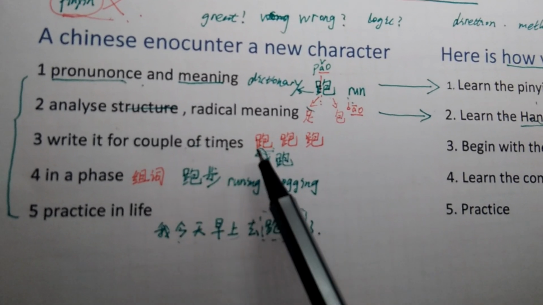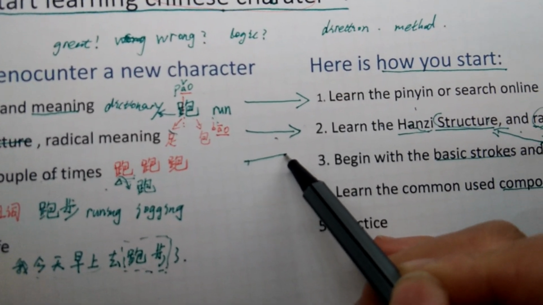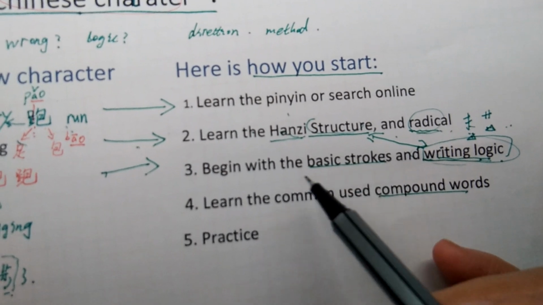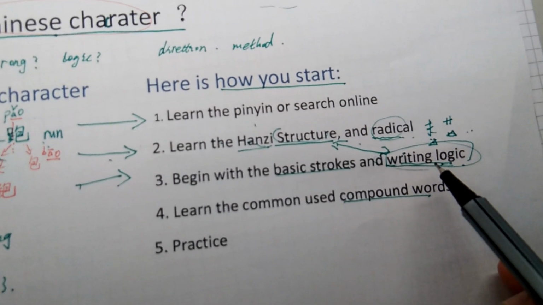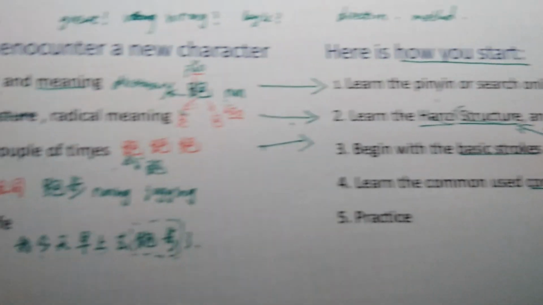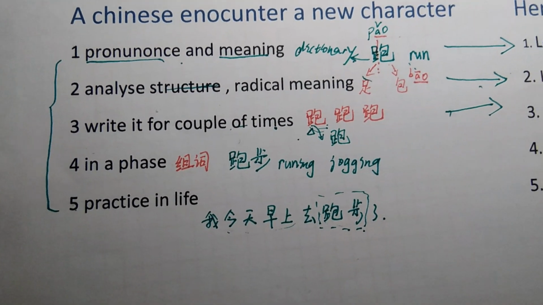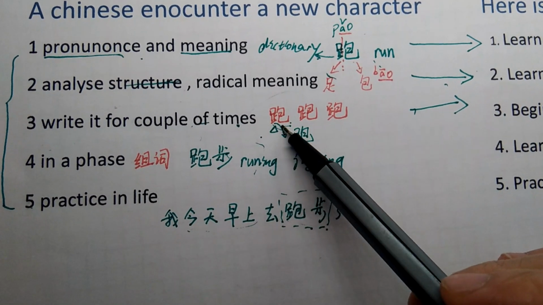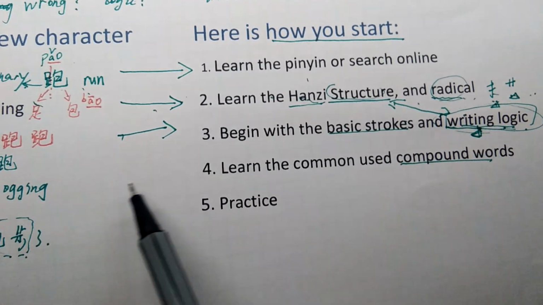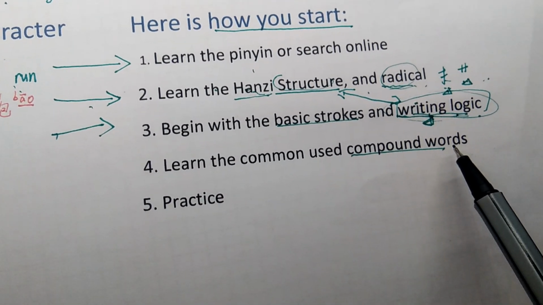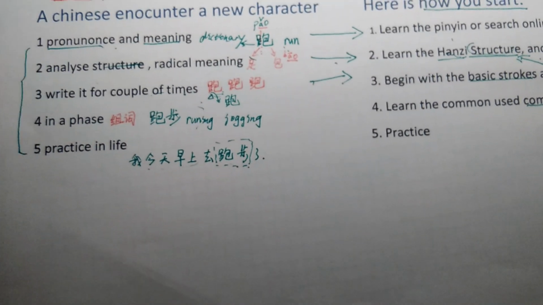So where to start writing? Of course, you should learn the basic strokes, and then understand the Chinese writing logic. It will benefit you a lot. Well, for the fourth one, you can use the character in a word so that you can understand it and know how to use it. So you should learn the commonly used compound words in Chinese. Okay, for the fifth, of course, you should do a lot of practice.